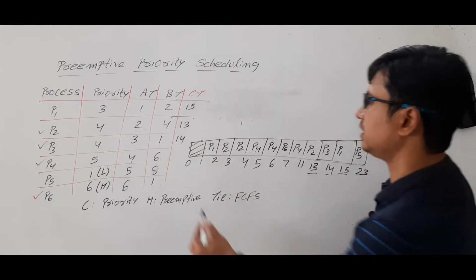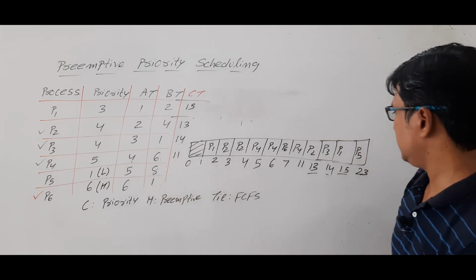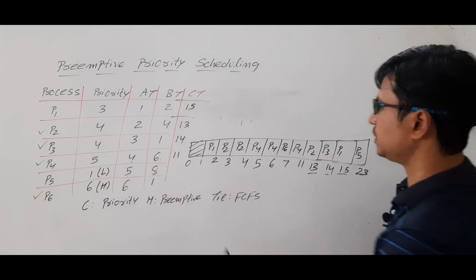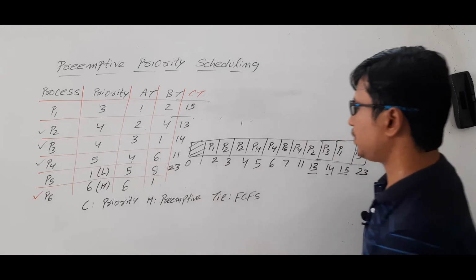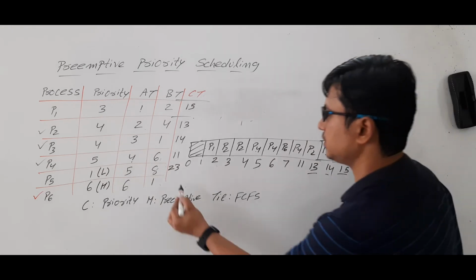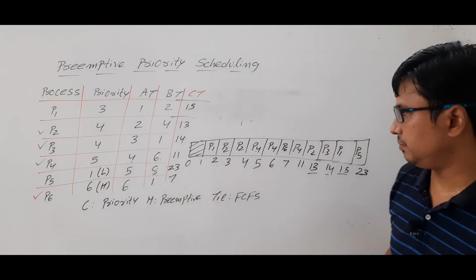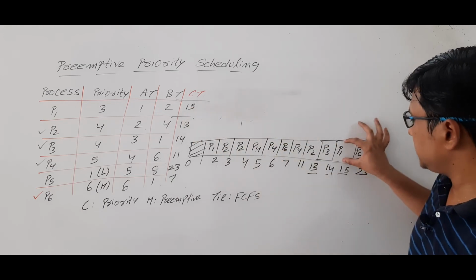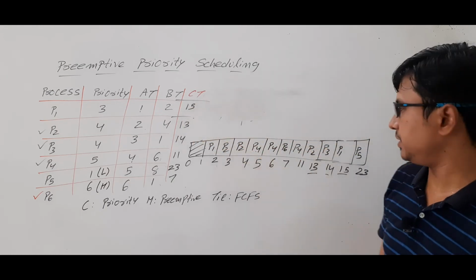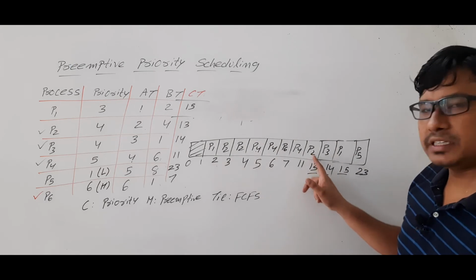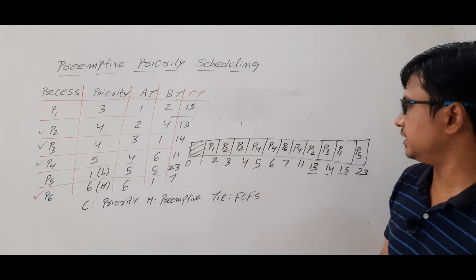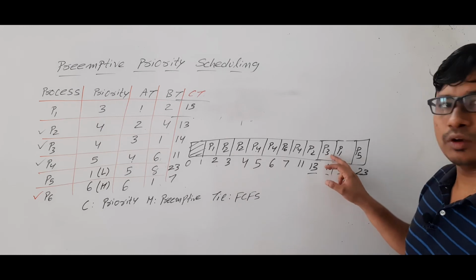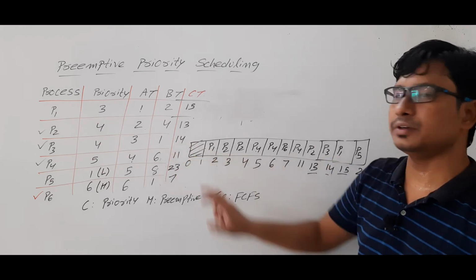Process P4 completed at 11 units of time. Process P5 at 23 units of time. Process P6 completed at 7 units of time. This is very important. Please look at it clearly. Process P1, the last time it came here, at 15 units of time, it is completed. Process P2, last time it is here at 13 units of time, it is completed. Process P3, here it is last time, it has completed at 14 units of time.